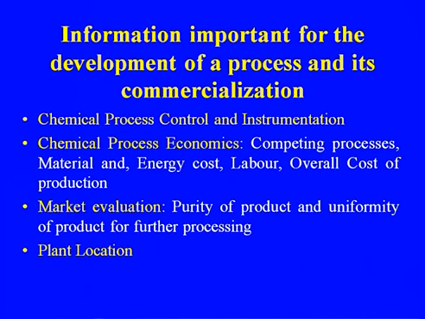Chemical process control and instrumentation, chemical process economics, competing processes, material and energy cost, labor, overall cost of the production. This is a very important aspect in the chemical industry, because the cost of the raw material varies from 40 to 50%, in some cases 20 to 30%, but in many cases it is around 40% of the total cost. And so the cost of the raw material, energy, labor and overall cost is a very important aspect.